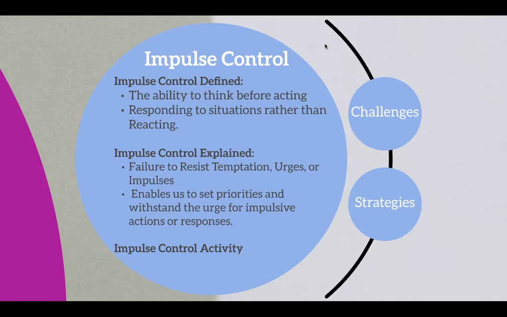We are going to start with impulse control, which is the ability to think before acting. Impulse control allows us to respond to situations rather than reacting. It allows us to resist temptation, urges, or impulses, and it enables us to set priorities and withstand the urge for impulsive actions or responses.